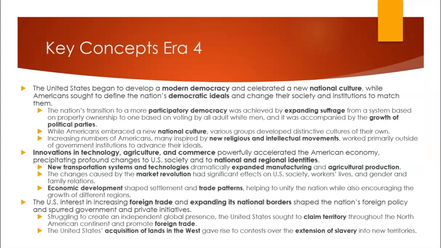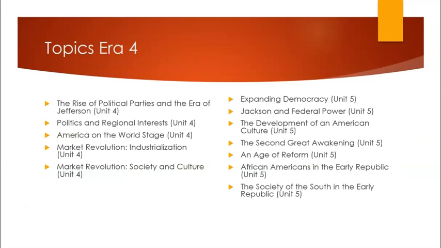The key concepts for this time period focus on the U.S. attempts to build a modern democracy and put into practice the forms of government that they had created in the aftermath of the Revolution, and to adapt their society to those ideals. The key concepts also focus on the innovations that changed the American economy, which in turn spurred America's interest in foreign trade and led to dramatic changes in U.S. society, as well as the creation of both national and regional identities.